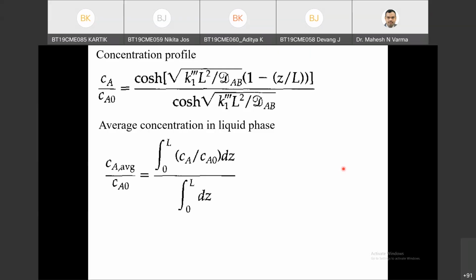So what is the average concentration? Anybody got this average concentration? The average concentration is hyperbolic tan of phi divided by phi, where phi equals this. Phi is already defined. Hyperbolic tan of phi divided by phi.